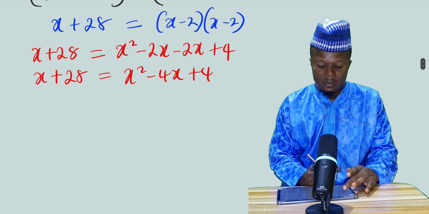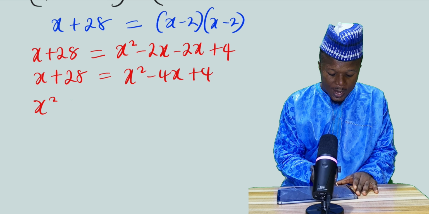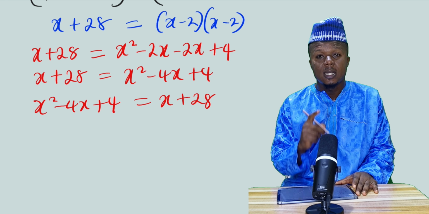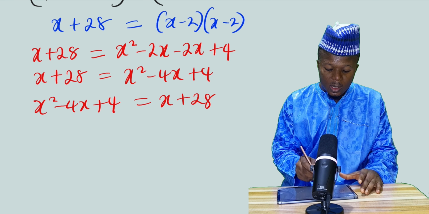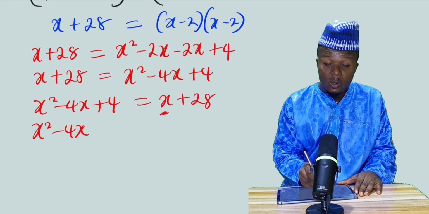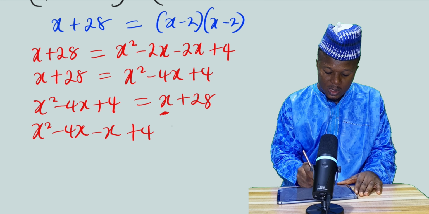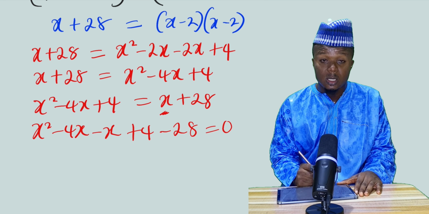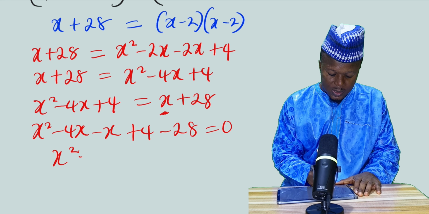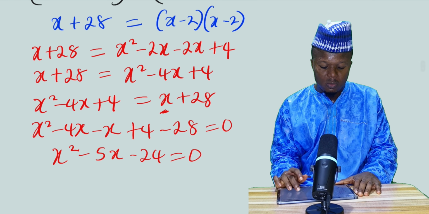Now let us collect like terms. I am free to write the right hand side first: x squared minus 4x plus 4 equal to x plus 28. Then let us collect like terms. We have x squared minus 4x, the x here will come to the left hand side and turns to minus x plus 4, the 28 comes and turns to minus 28, everything equal to 0. So we now have x squared minus 4x minus x is minus 5x, 4 minus 28 is minus 24, everything equal to 0.